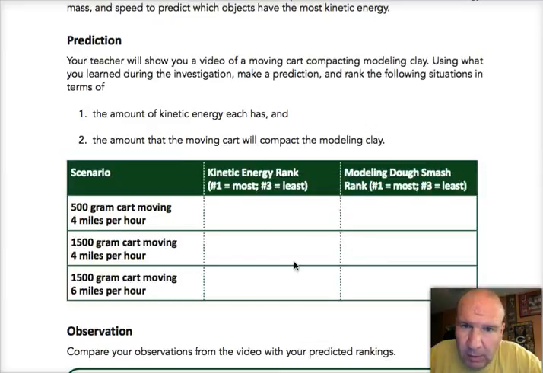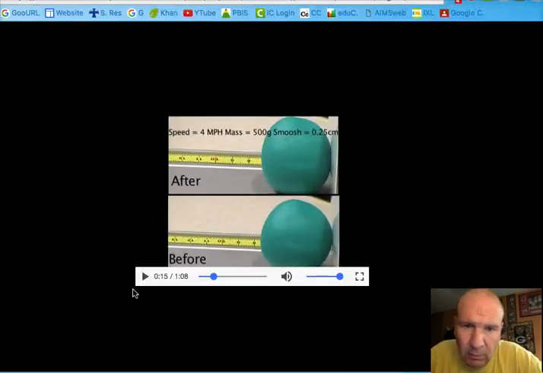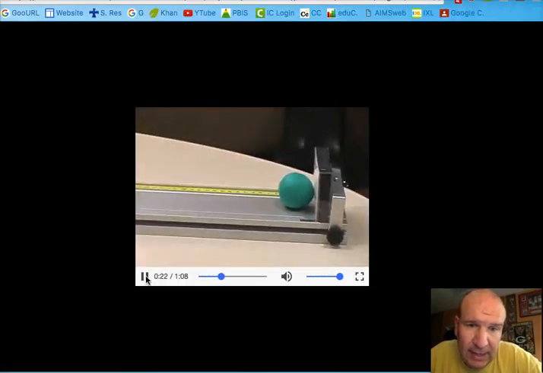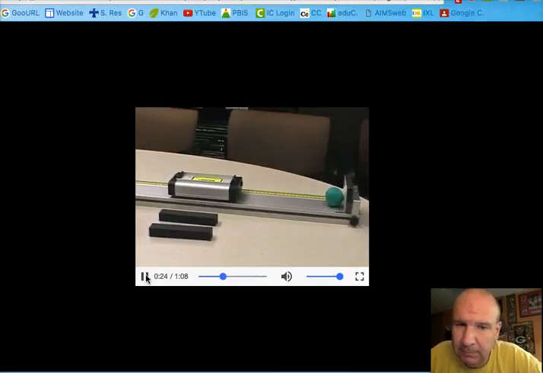So right in here, what I want you to do, 500 grams, 4 miles per hour, record 0.25 centimeters of squish. So let's keep watching the video then. Now they're going to have the same speed, but they're going to increase the mass. What you're going to see is they're actually going to add some masses to it.